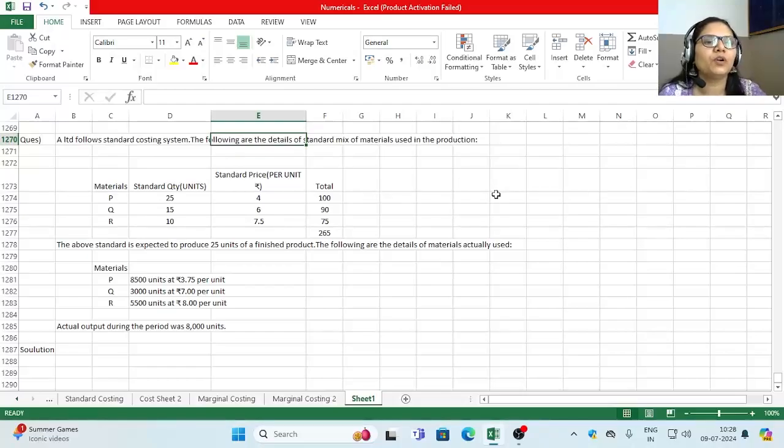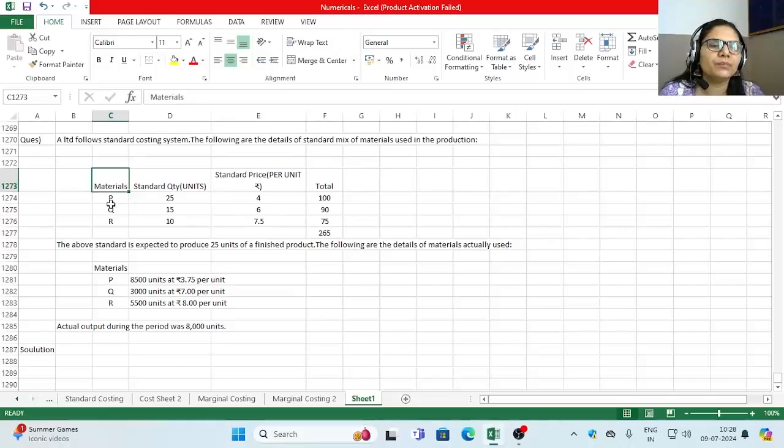A Limited follows a standard costing system. The following are the details of standard mix of materials used in the production. Standard price per material, standard quantity, standard price per unit, and total is given. Now, I have told you in the previous session that whenever we talk about standard quantity, we usually refer to the composition of a material in a final product.